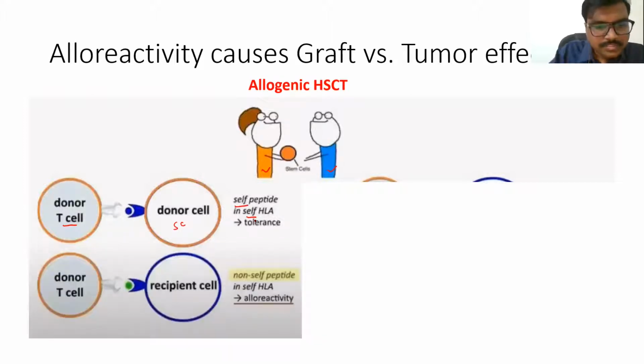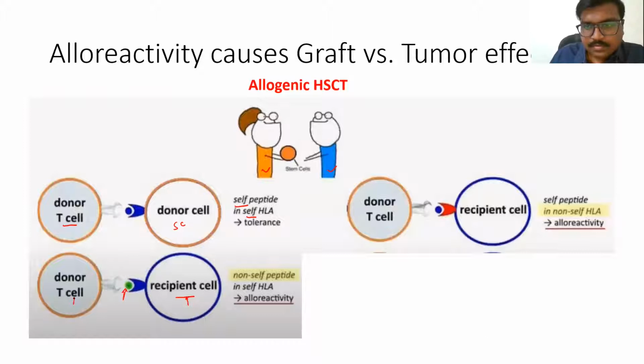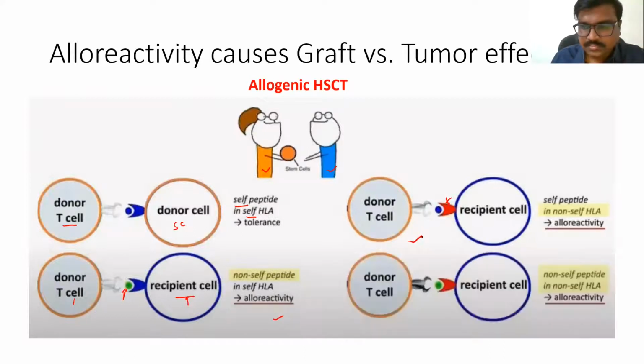However, if the donor T cells are exposed to different cells, for example recipient cells, which have non-self peptide they have not been exposed to prior, they will mount an immune response, and these T cells get activated. And if the patient has a different MHC also, there is alloreactivity or T cell activation. In either of these two conditions, there is alloreactivity or activation of the donor T cells, which recognize the recipient cells as foreign and mount a response.